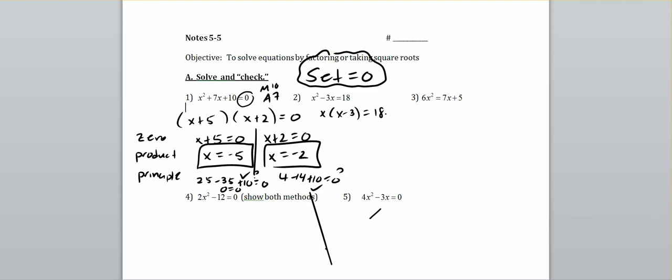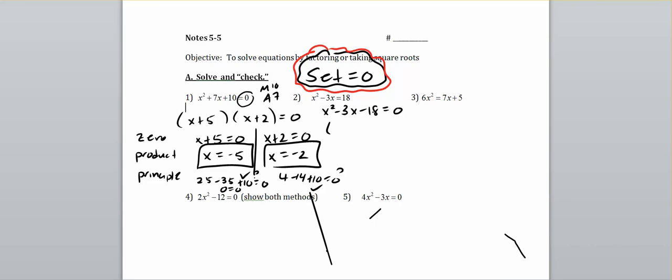Unless it's equal to 0, and we can use the zero product principle, you cannot factor and set it equal to a number. So make sure that you always set your original equation equal to 0 before you start factoring. So I'm going to say x squared minus 3x, I'm going to subtract over the 18 and say that equals 0. Don't forget that it's an equation, so you have to bring down the equal 0 for every step.